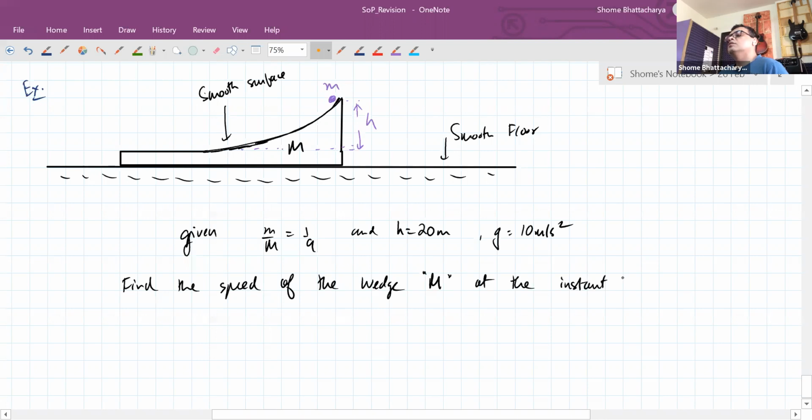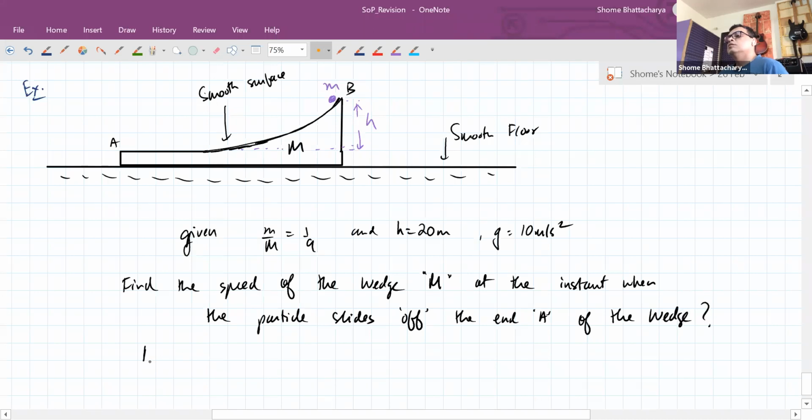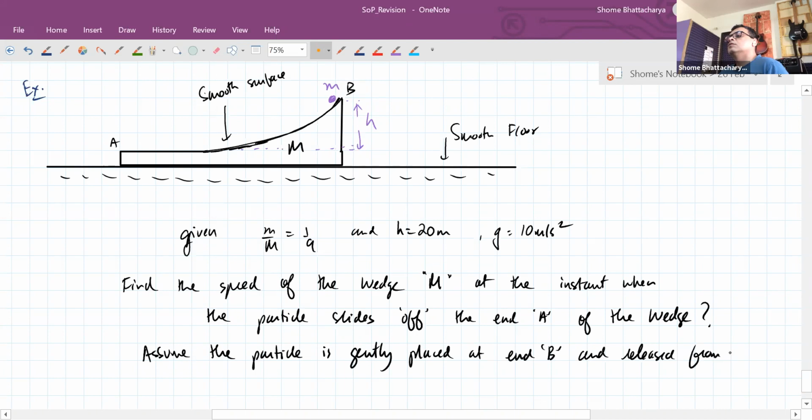at the instant when the particle slides off the end A. Assume the particle is gently placed at the end P and released from rest. So I'll just leave you with a moment to go through this question, then we'll discuss this.